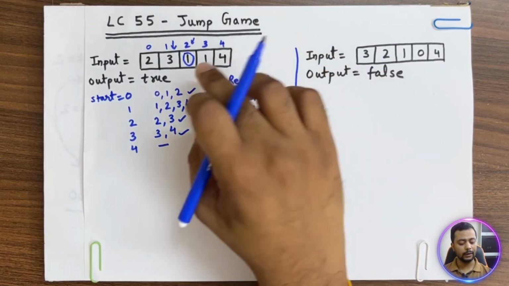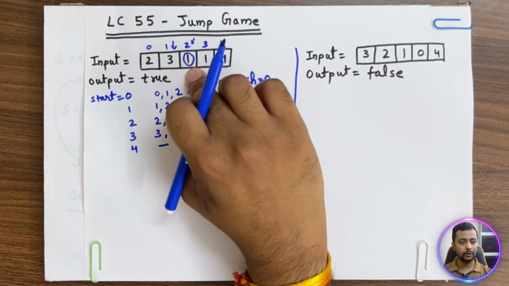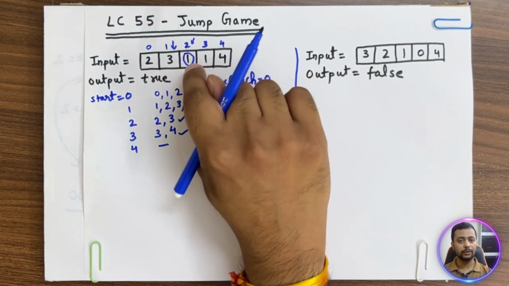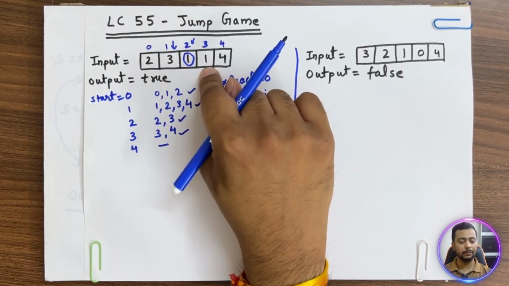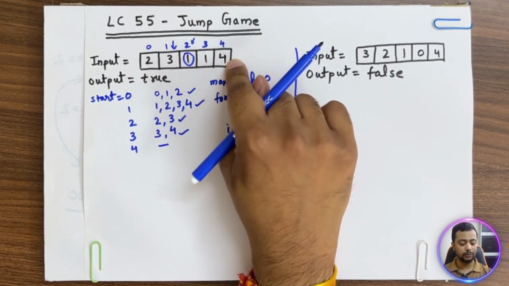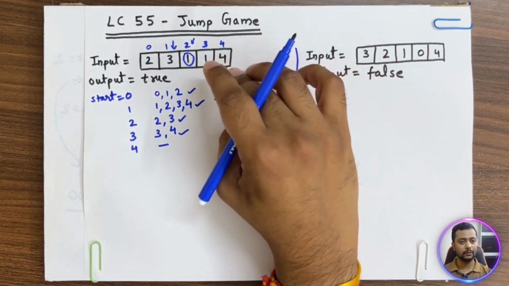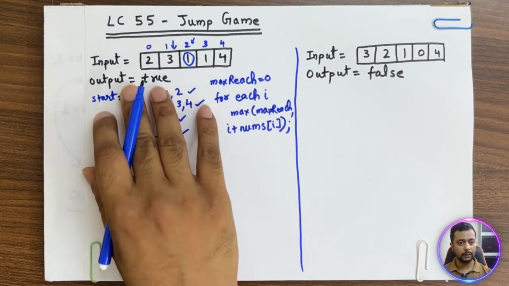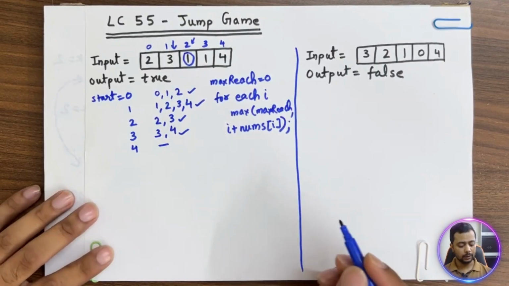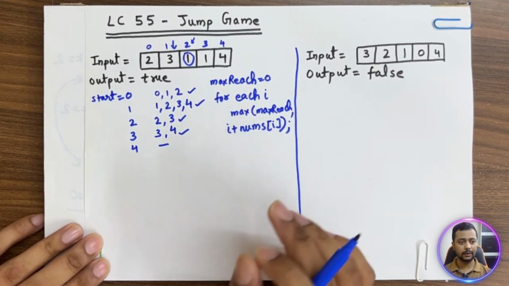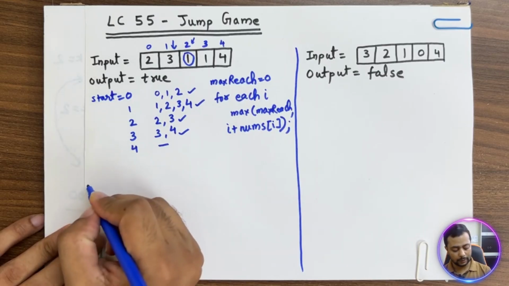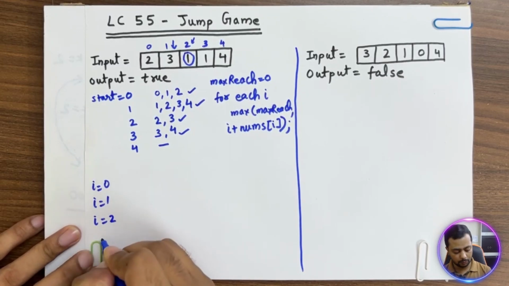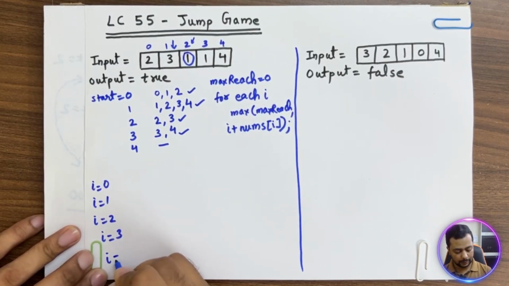But let's say you reach a point where your current position goes beyond the max reach, which means you have entered a particular index which itself was not reachable, and if that happens, it means I can never reach the last position. So in that case we will return false, otherwise at the end of the entire traversal we will return true. So this will become more clear once we see it happening in the dry run. So let me show you what happens and how these variables are getting updated at each position. So let me put these numbers. I is equal to 0, I is equal to 1, I is equal to 2, I is equal to 3, and I is equal to 4.